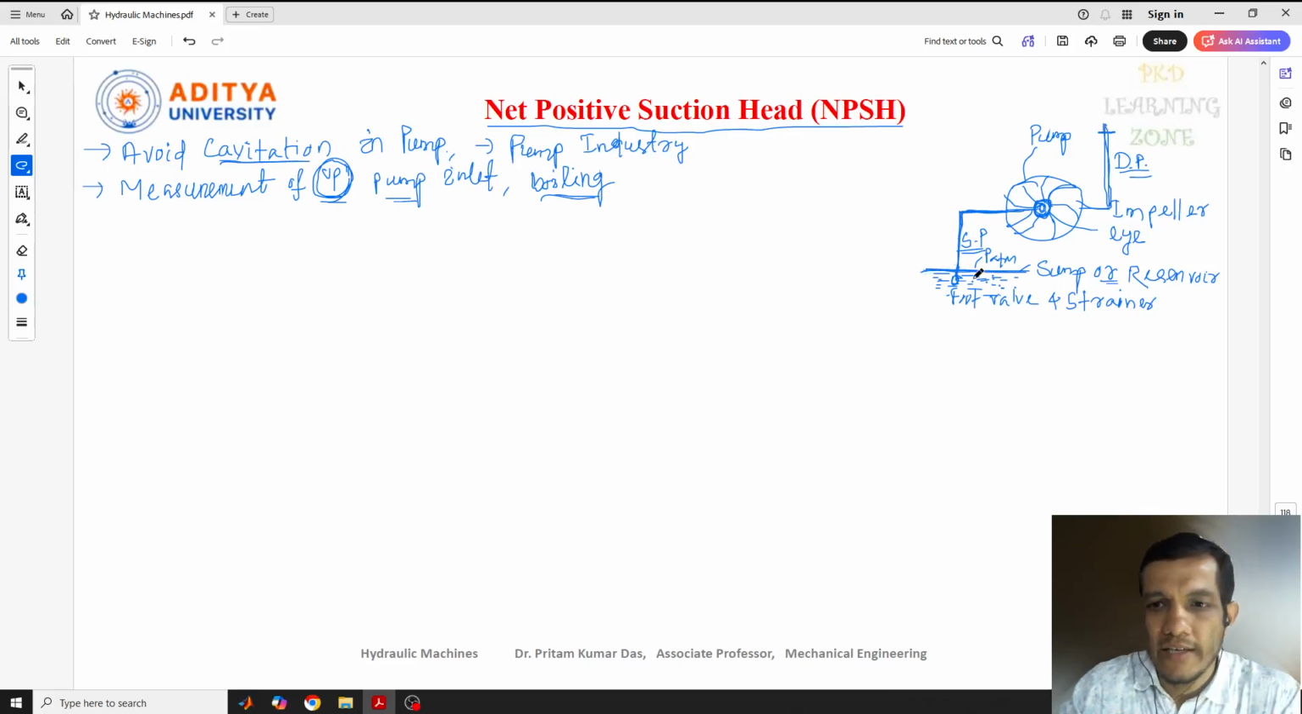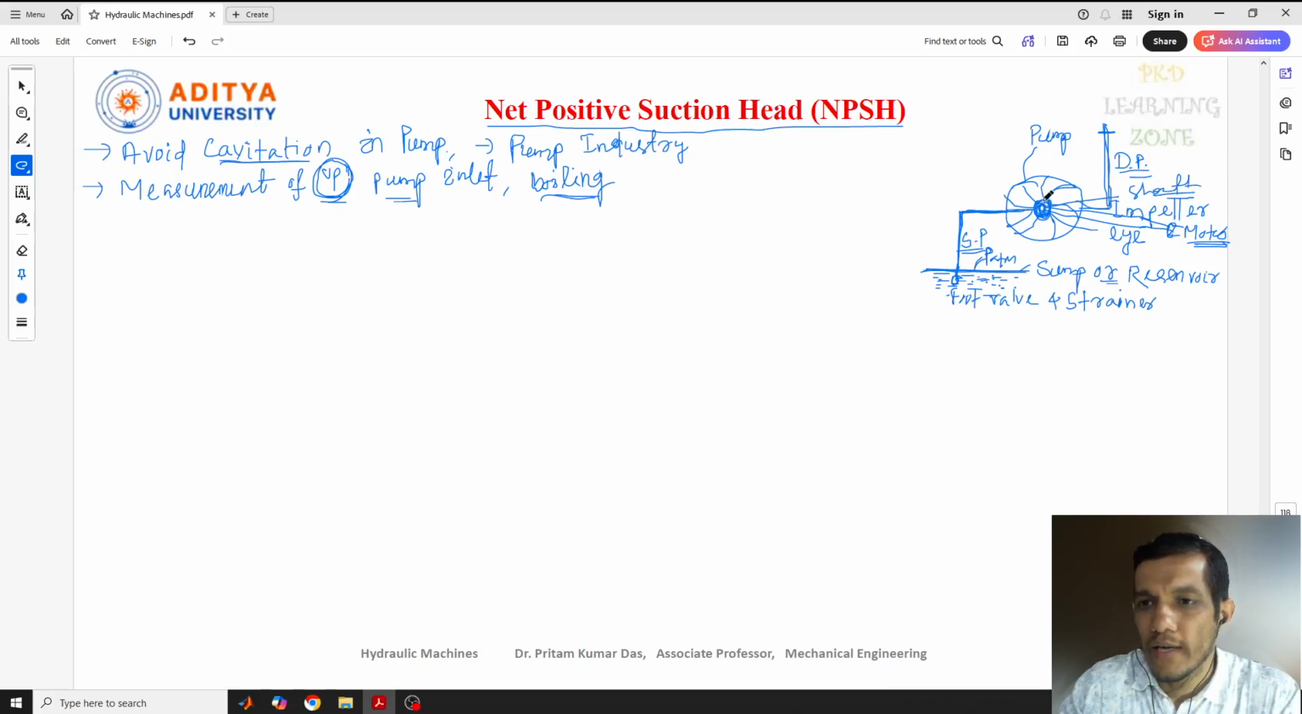As I told you, this is our P atmospheric. Now, at the inlet of this pump, how does the pump start? Here the shaft is there, and it is connected to the motor. So here we have a motor, and the shaft will be connected to the motor. Once you switch on the motor, the shaft will rotate.